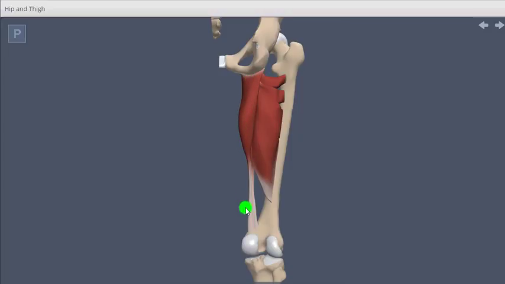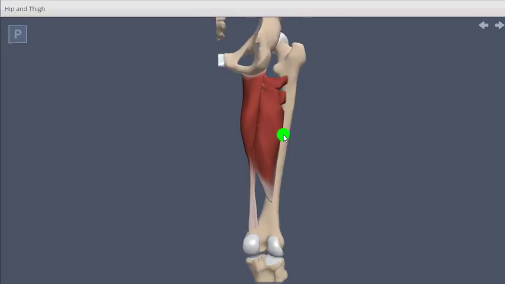This part of adductor magnus takes origin from ischial tuberosity and it's inserted here into the adductor tubercle at the lower end of the medial supracondylar ridge. This part crosses posterior to the hip joint. Again, it extends the hip and it belongs to the posterior compartment. That's why it's called ischial part or the hamstring part of adductor magnus muscle. Its nerve supply is the sciatic nerve.